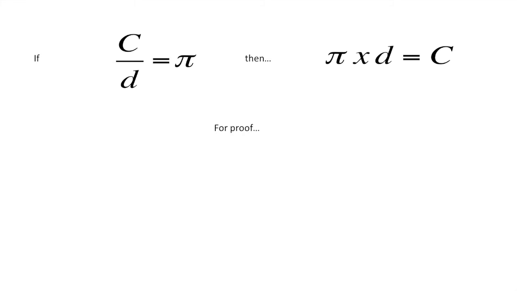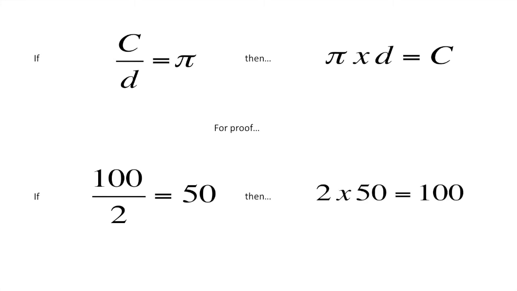Now, let's give you some proof on that. Let's just use some regular numbers. So if 100 divided by 2 equals 50, then using the same logic as above, 2 times 50 must equal 100. And as you know, of course, it does. So there's proof that it works. That's how the formula actually works.